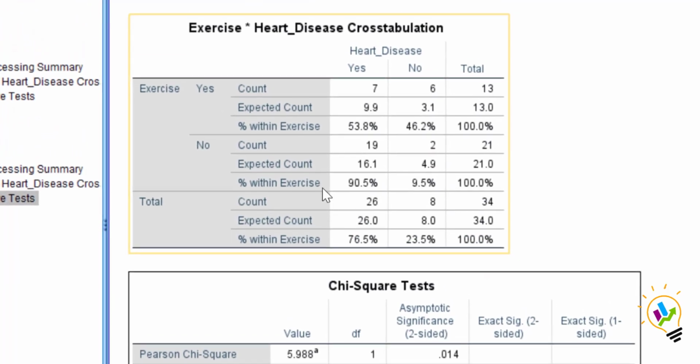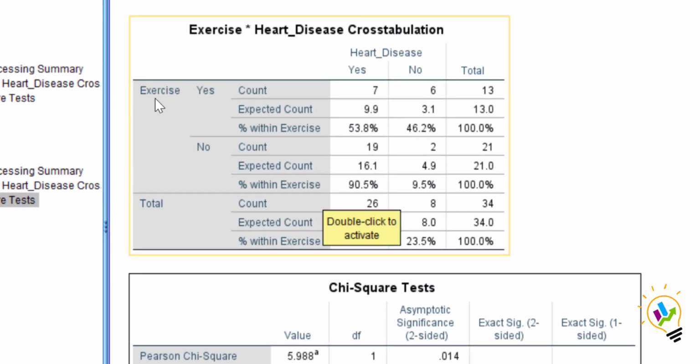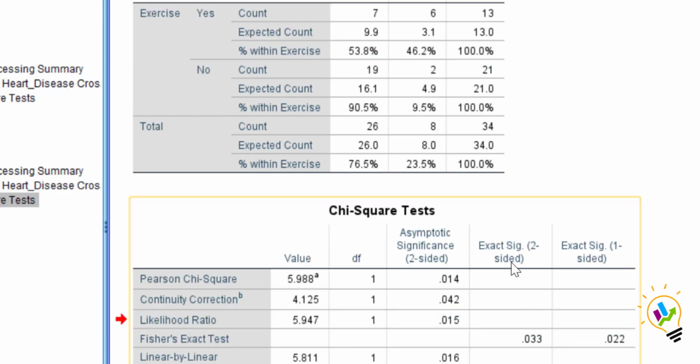Now if you see the table once again, you'll understand that people who are not exercising, saying no, and heart disease, you can see 90.5% are getting heart disease. People who are not doing regular exercise and have heart disease, 90.5%, very high. And people who are not exercising and don't have heart disease, only 9.5%. It clearly specifies exercise has a relationship with heart disease, and we are going to confirm it with the help of the exact test.